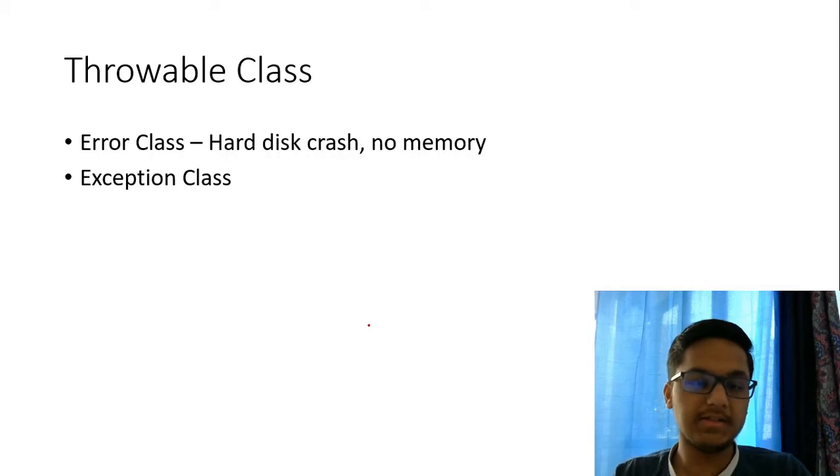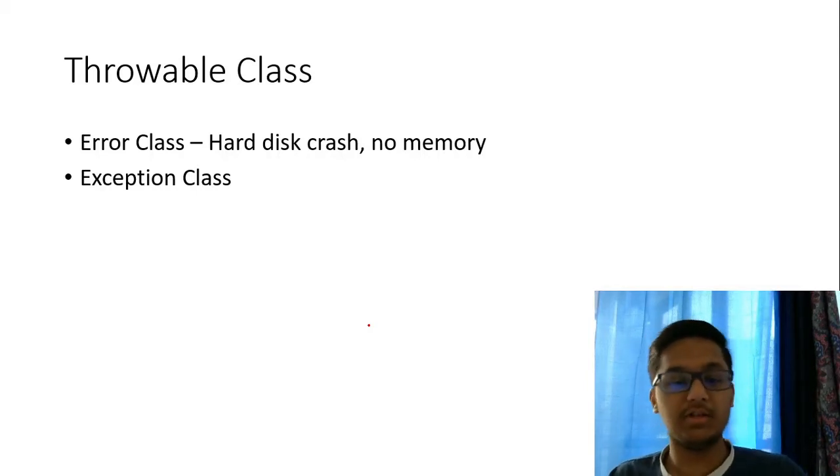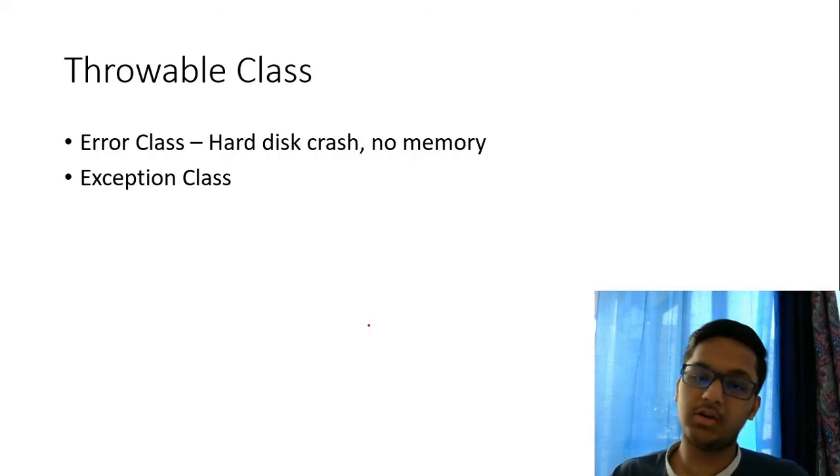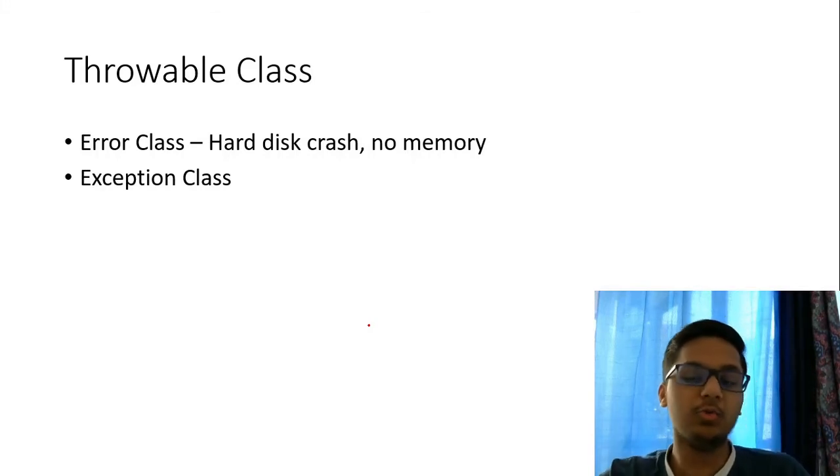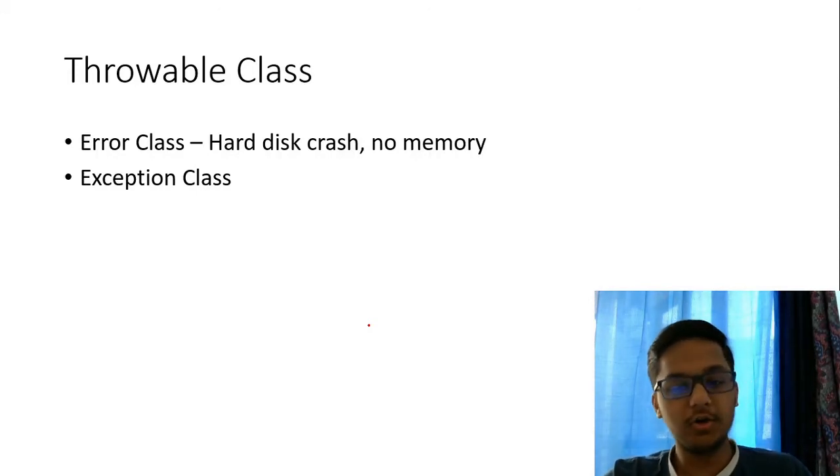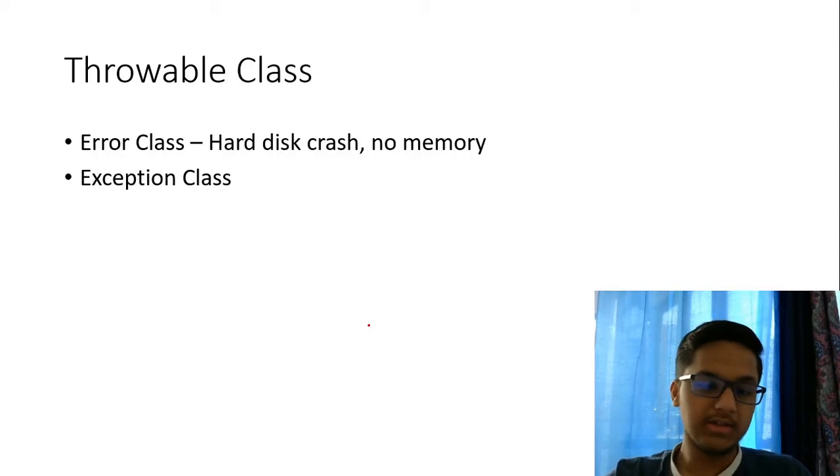So error class is basically a class which handles errors which are beyond human control. For example, hard disk crash, or if the computer just runs out of memory. We can't control these kinds of errors because it depends on user to user. So the programmer has no control over such kind of errors. To solve these kinds of errors, there's something called the error class, which I'll be covering in a later video. In this video, we'll be covering only exception class.